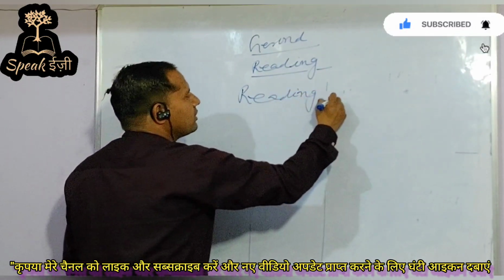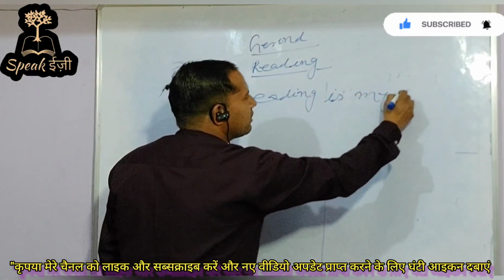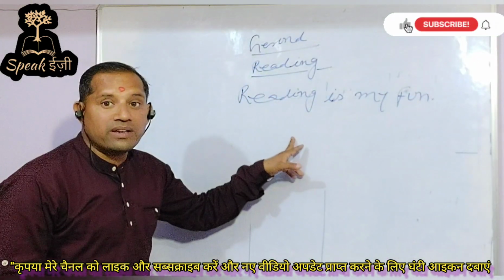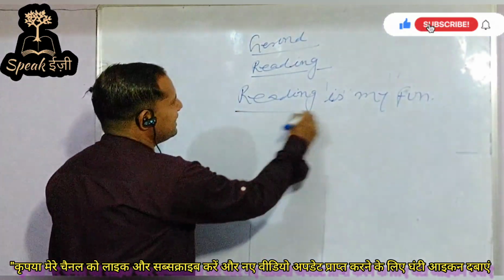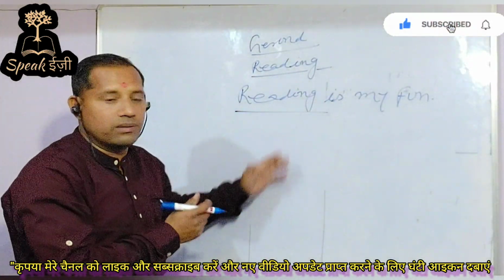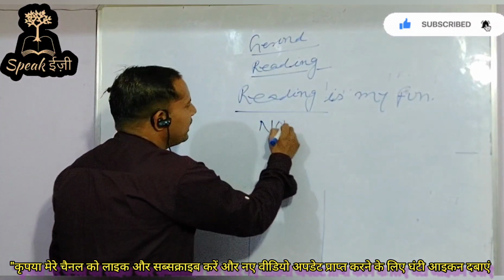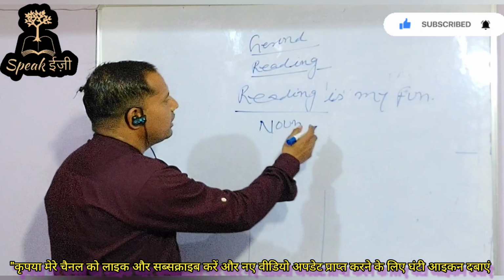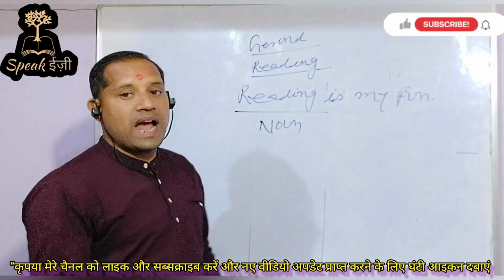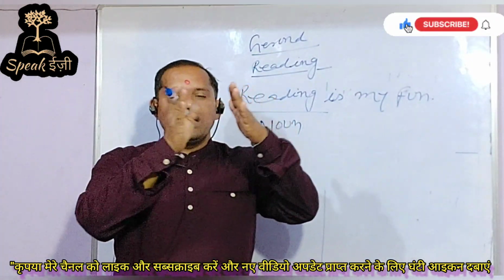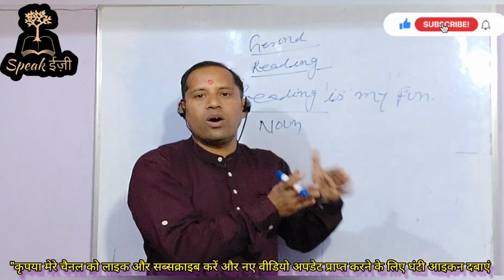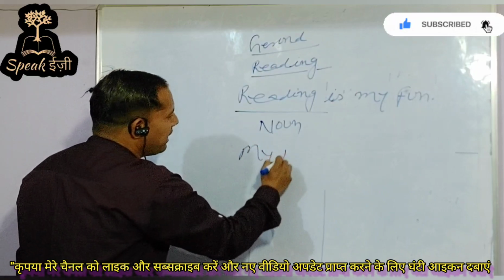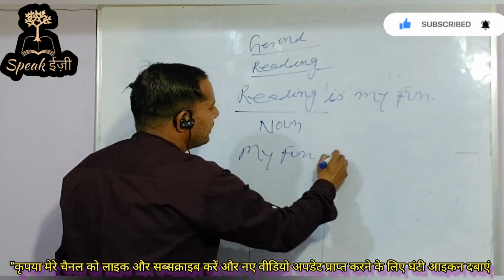Reading is my fun. If you see this sentence, what did you find? In this sentence, this reading is not a verb, it is a noun, and this noun has been used as a subject. Again, as I told you, gerunds can be used as the subject or as the object. So I am replacing this sentence. My fun is reading.